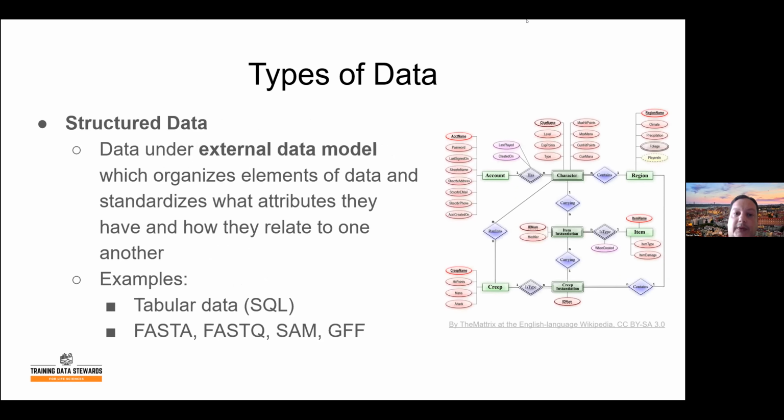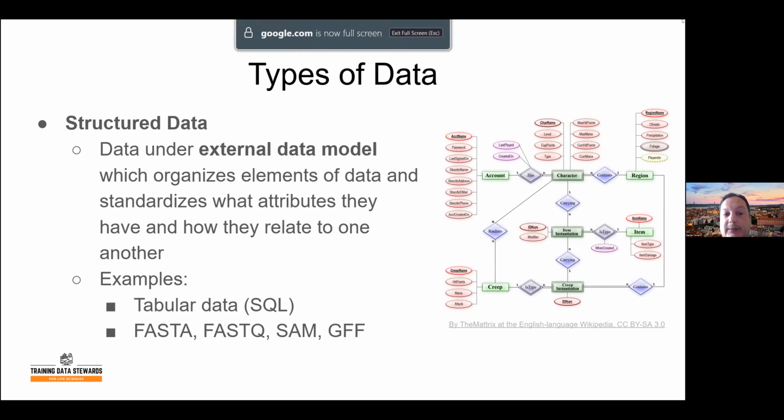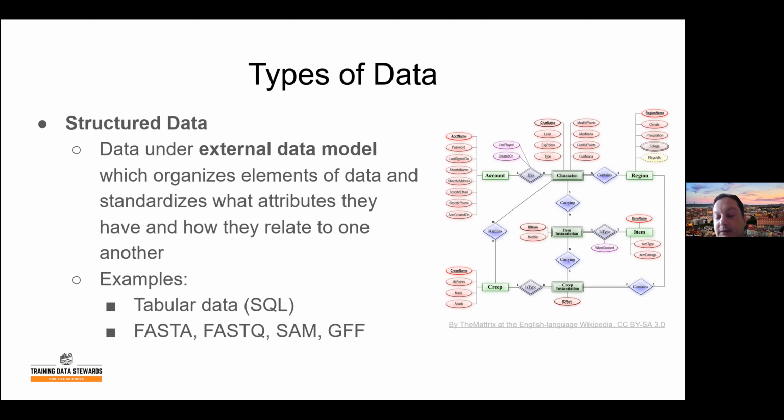And then we have structured data, okay? And structured data is data that is under an external data model generally, okay? So data model that's not contained in the data itself. And this data model organizes the elements of the data. So it standardizes what attributes the elements have, how they are connected to each other. Okay, and the most typical example are tabular databases, namely SQL databases.